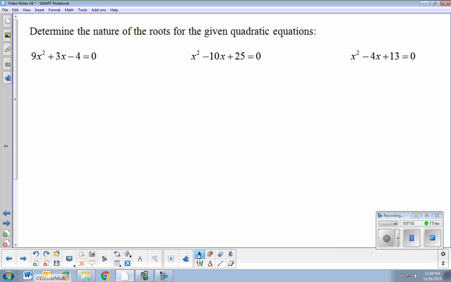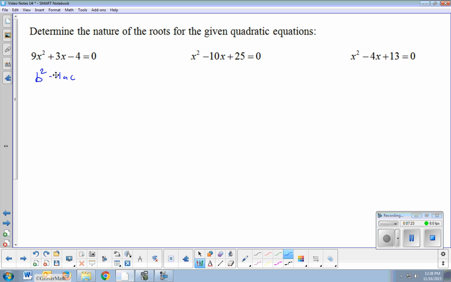So what you usually see for these questions is sometimes asking about discriminant values. But what I want to do here is just determine the nature of the roots. So we're going to do the discriminant for these, not the entire quadratic formula, just the b squared minus 4ac part. And based off of that, let's determine what the roots are going to be like.